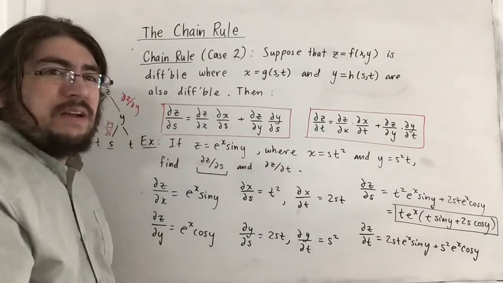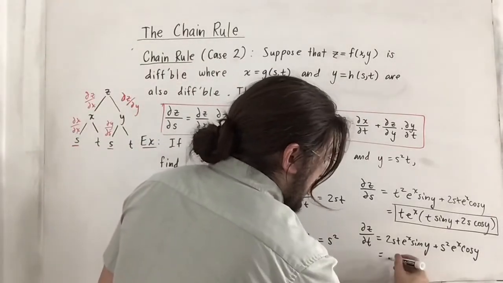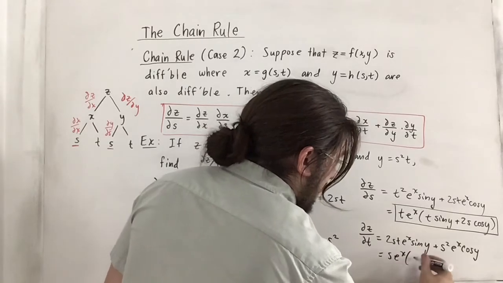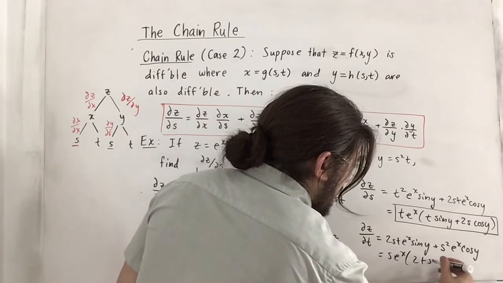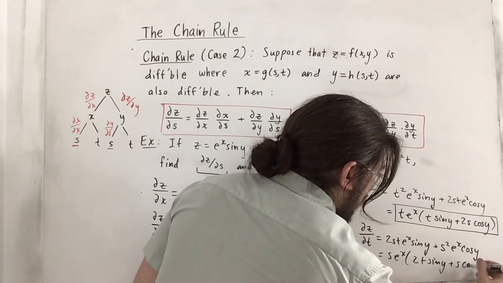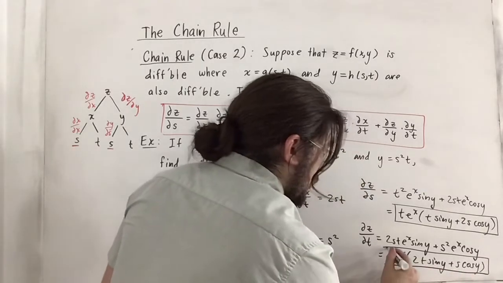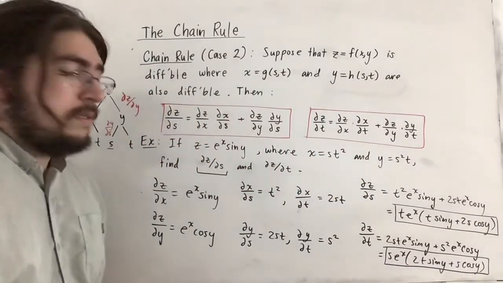And just because I don't have too much space, I'll do it anyways, it's fine. So let's pull out s e to the x in this case. And we have 2t sine of y left over on the inside plus 1s and a cosine of y left on the inside right here. So I hope that makes it onto the screen. So that looks kind of nice.